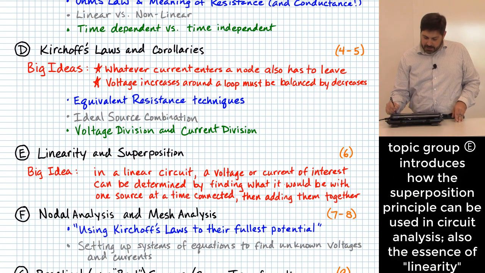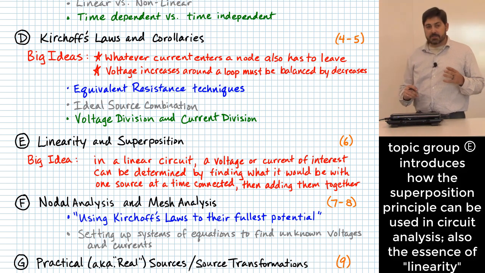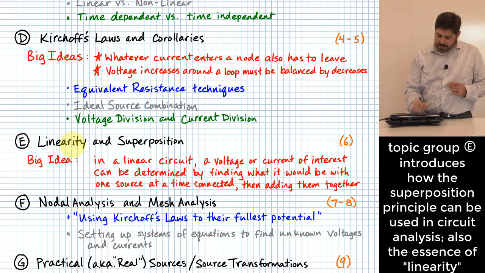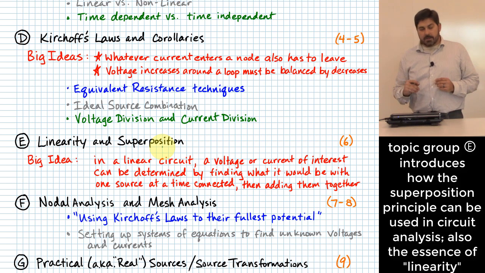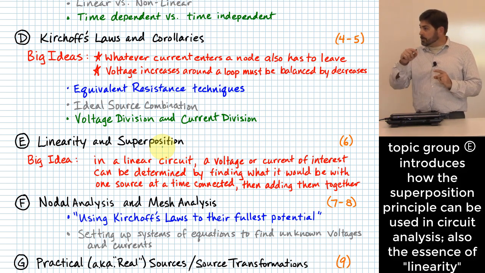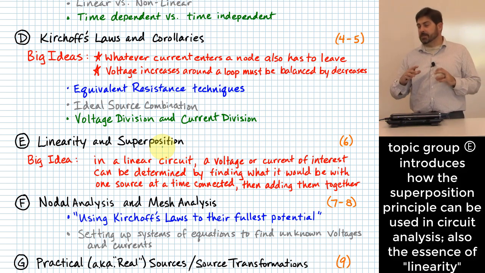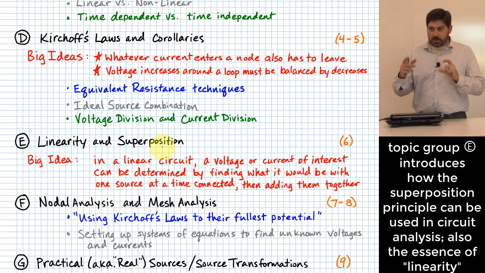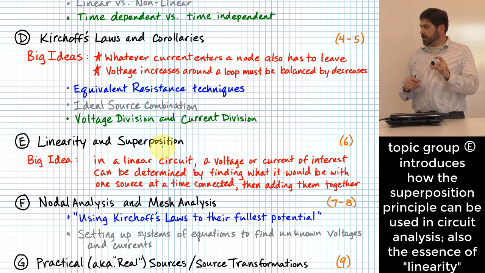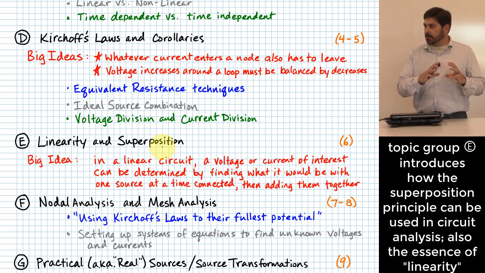All right, from there we get into another really big idea, and that is superposition. I have it listed here under E, linearity and superposition. The big concept there is that if you have a linear circuit, you can look at the voltage across a particular element or a group of elements, or the current through a particular element or maybe a group of elements, and you can evaluate what that value is going to be, the voltage or the current, for each source connected to the circuit individually. You can basically pretend like it's just one source at a time connected to the circuit.